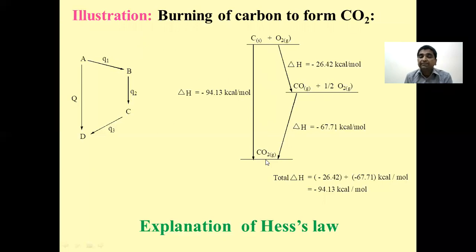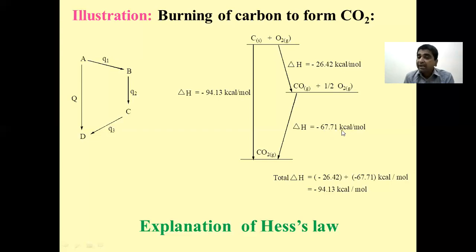So here what happens? The heat change accompanying the first pathway, that is direct burning of carbon with oxygen to form carbon dioxide, that delta H in that process is minus 94.13 kilocalories per mole. And in the second pathway, the burning of carbon to carbon monoxide, the heat change is equal to minus 26.42 kilocalories per mole, and the heat change accompanying this conversion of carbon monoxide into carbon dioxide is minus 67.71 kilocalories per mole.